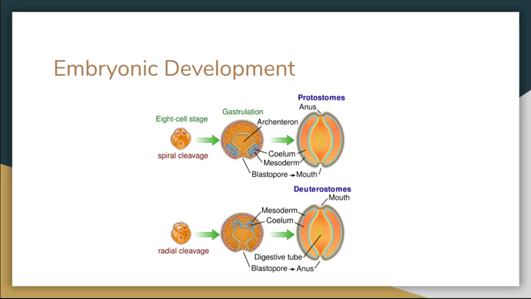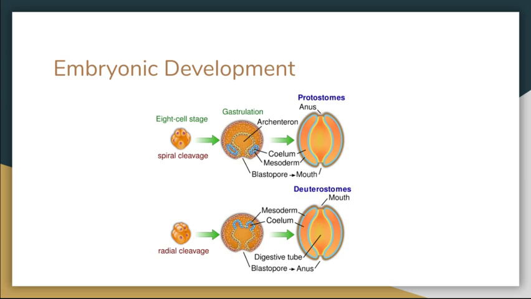So embryonic development. When we talked about evolution, we discussed how embryos develop in the same way. There is an exception. Whether you develop your mouth or your anus first is the exception. So why does this matter? Why do we care whether you develop your mouth or your anus first? Well, it shows an evolutionary relatedness.